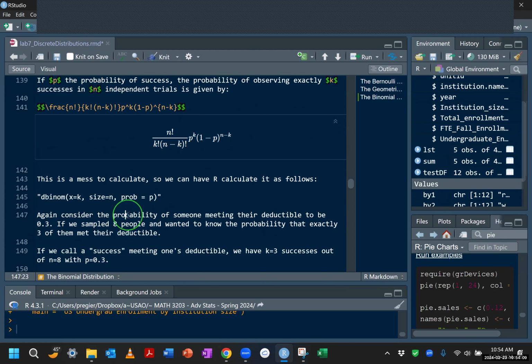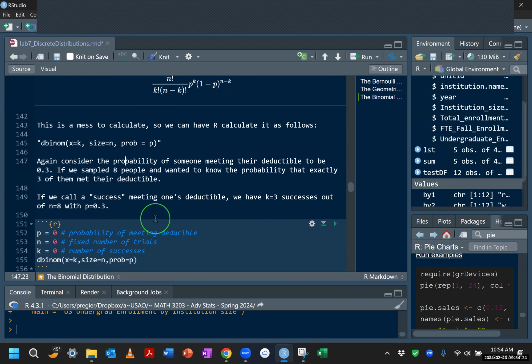So let's consider this example. We want to consider the probability of meeting a deductible is 30% as before. And say we sample 8 people. I've got a small company, 8 people in it. What's the chance that exactly 3 of them meet their deductible?